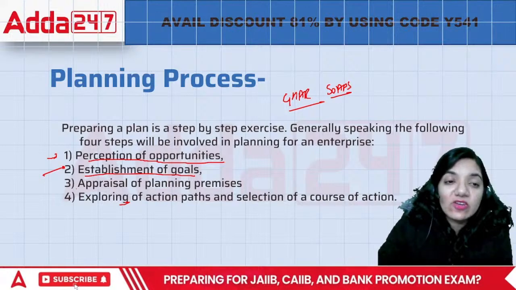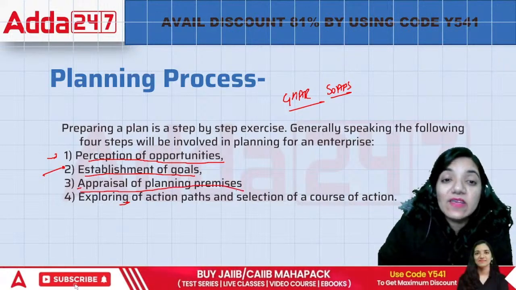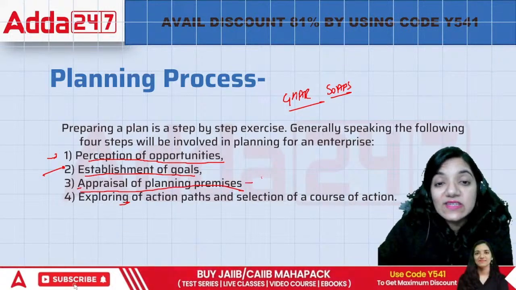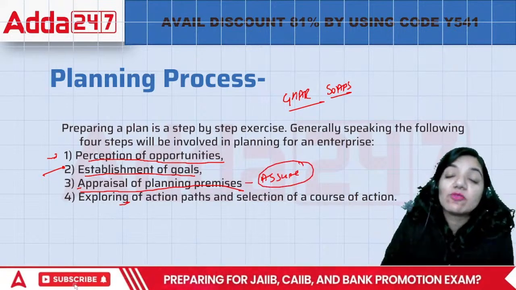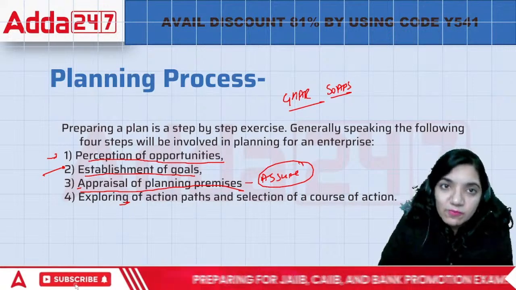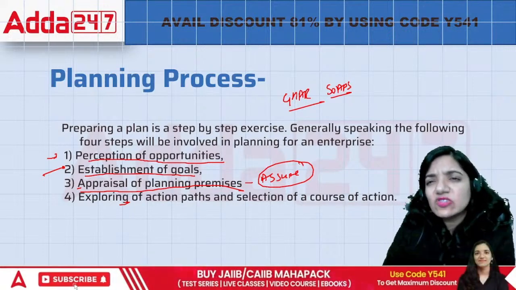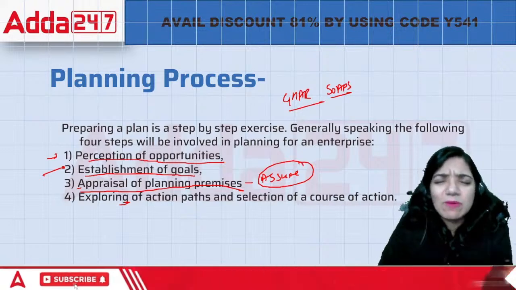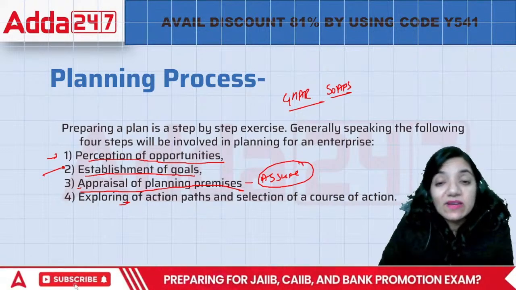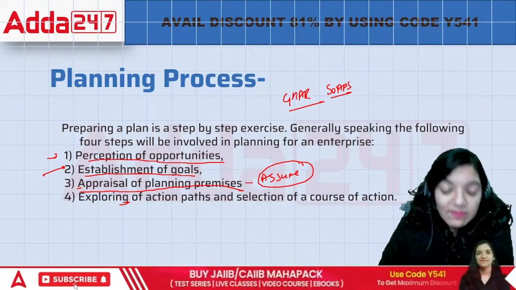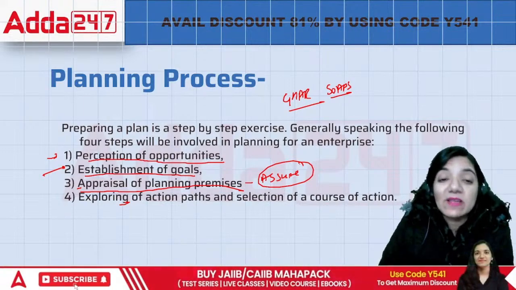Then appraisal of planning premises. Basically, we will assume a few things, because not everything can be variable. A few things have to become constant. We'll assume that people are buying the goods at the same level only. There is no shift in the demand. The demand is still the same. That is what we'll be talking about, the planning premises.